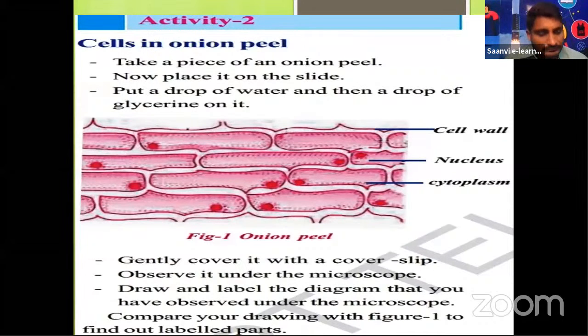Look at the screen. Next, cells are arranged in rows. Right? Cells are arranged in rows. Next, each cell has a cell wall, nucleus, and cytoplasm. Okay, children. Each cell has a cell wall, nucleus, and cytoplasm.